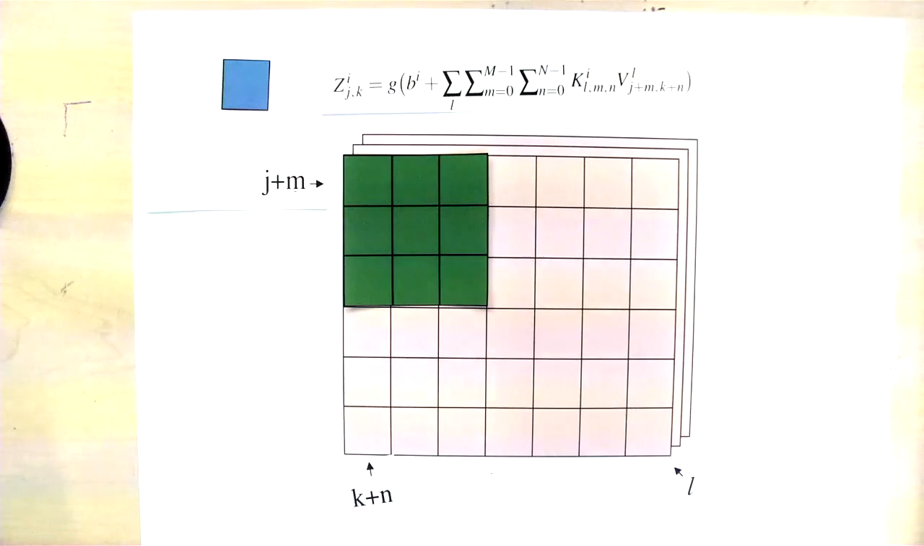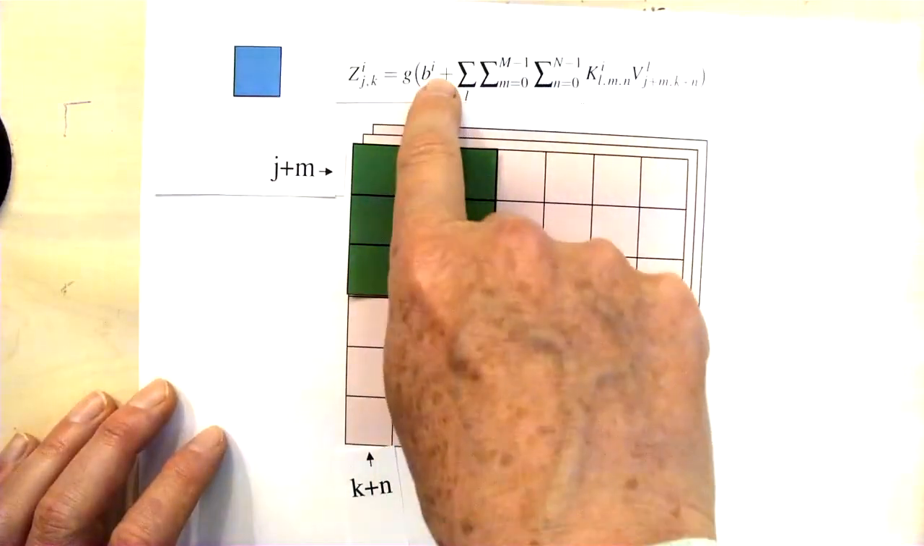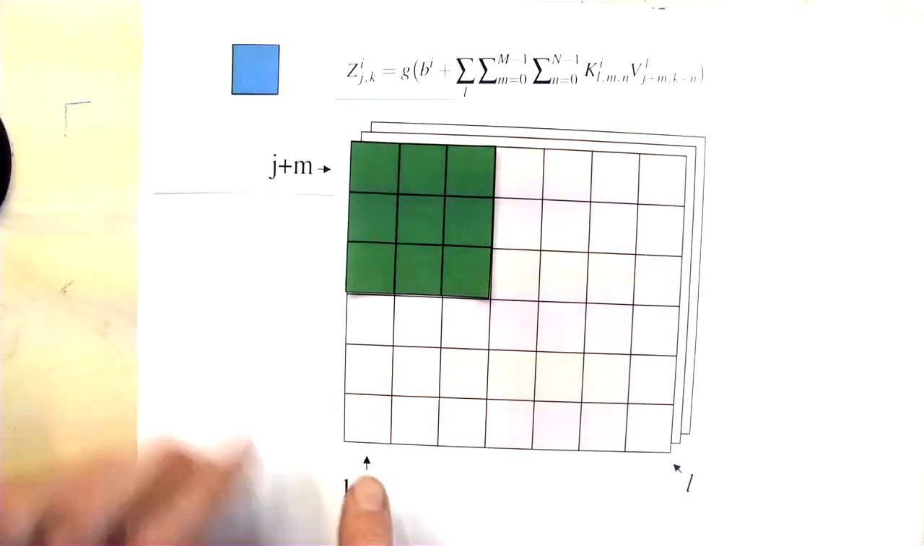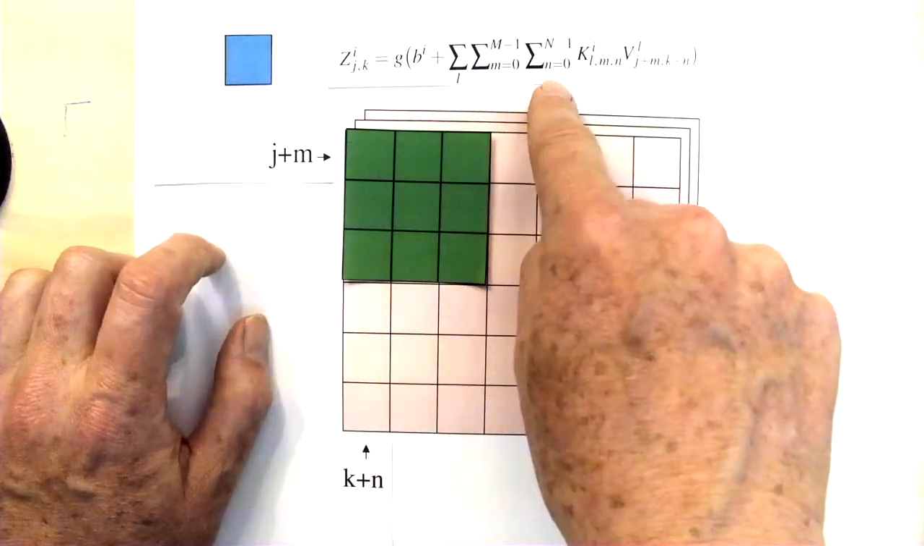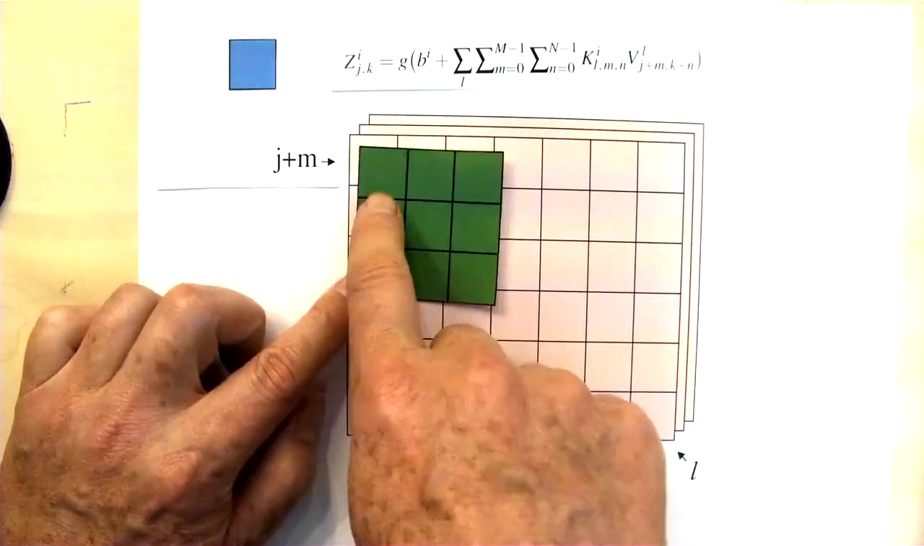And so what I'm going to do is first I'm going to have a bias, B sub I. So I calculate this sum. I start out by having the bias. And then what I do is I step through M and N in this green box.